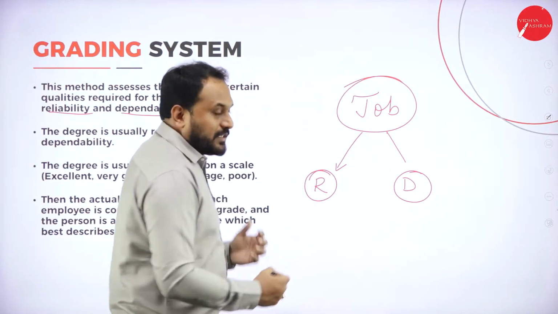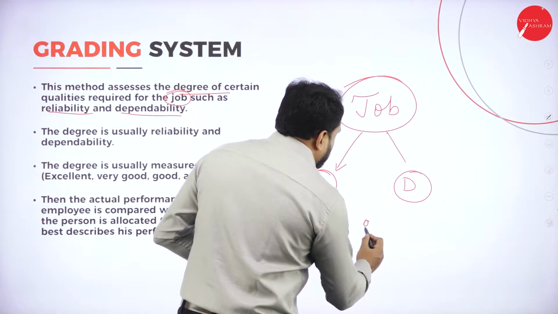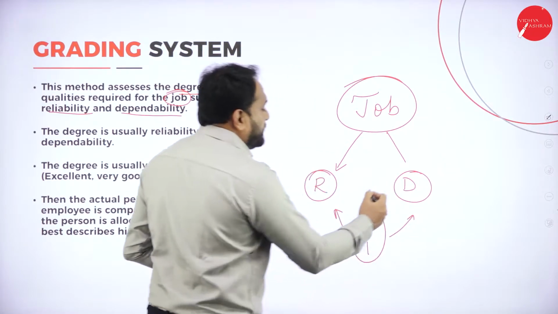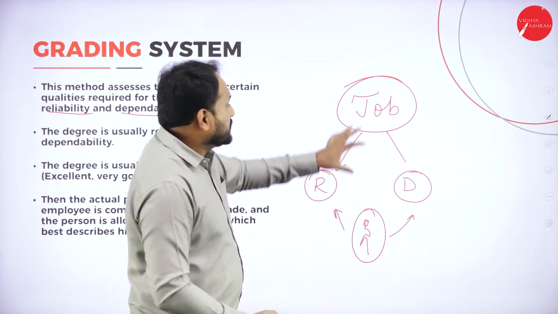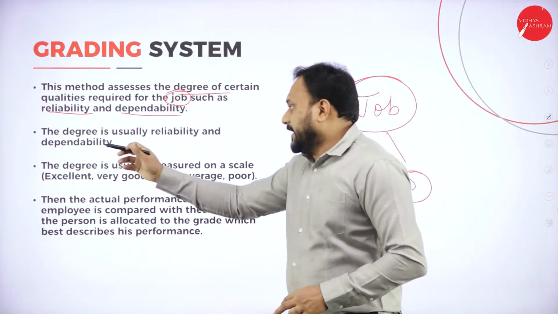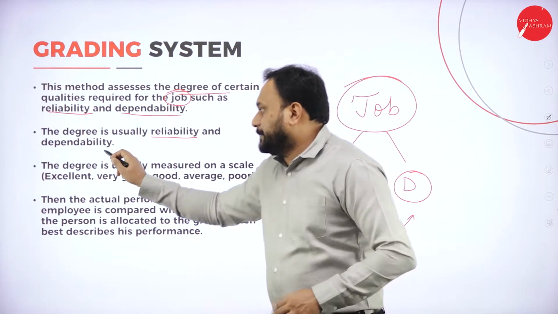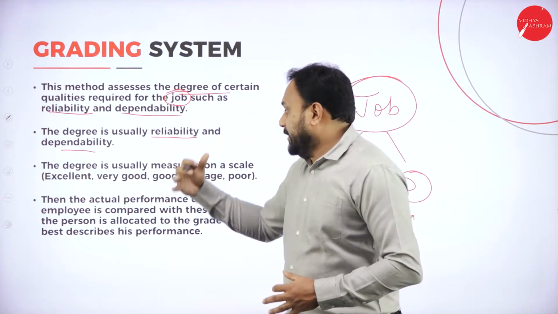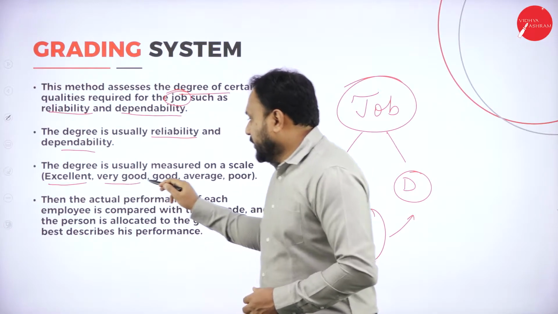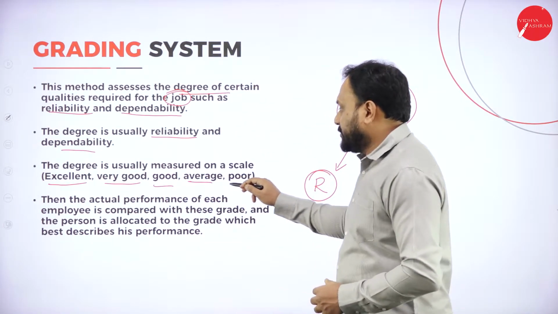Is that person reliable for the job or not? Is that person dependable or not? Does the job depend upon him or not? So that's what the system goes with. Next, the degree is usually reliability and dependability. The degree is again usually measured on the scale of excellent, very good, good, average, poor.